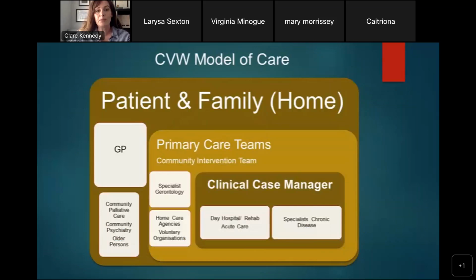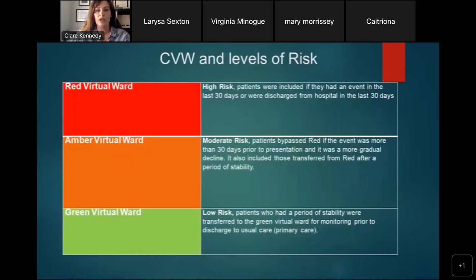The model of care very much focused around the patient and family being at home. It was overseen by a clinical case manager who worked end to end, so worked with the acute hospital, with the GP, specialist gerontology, primary care and community services, and there was out-of-hours service support through the community intervention team. There were 3 virtual wards, and these were dependent on levels of risk. The beds are virtual, so patients are at home. There was between 25 and 30 beds across these levels of risks.